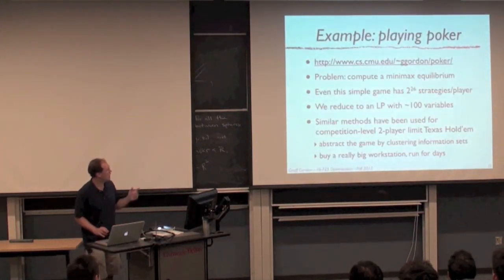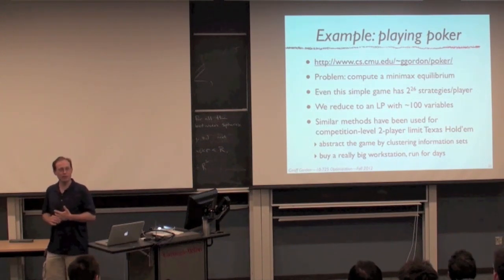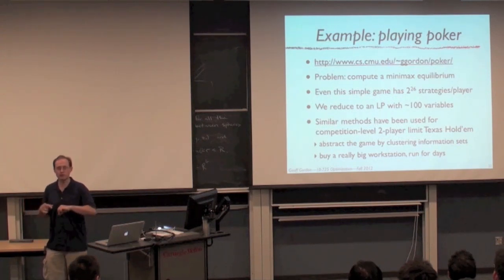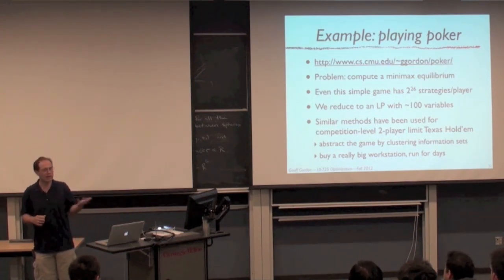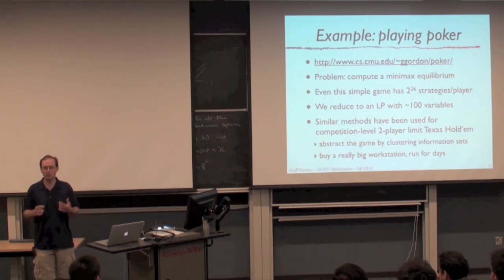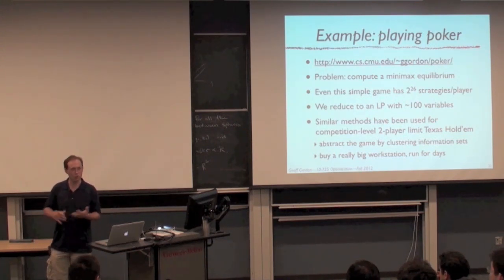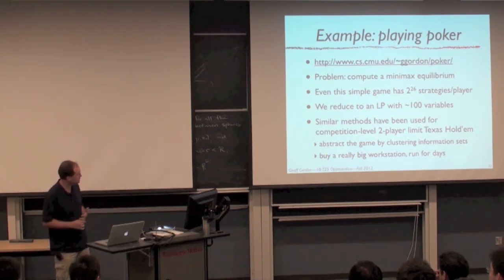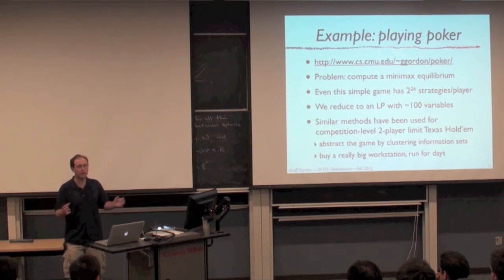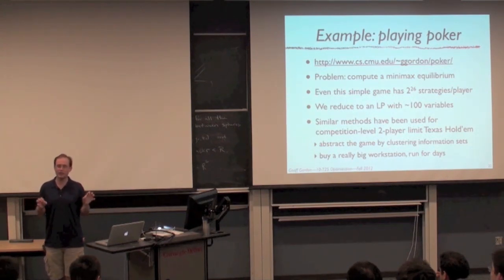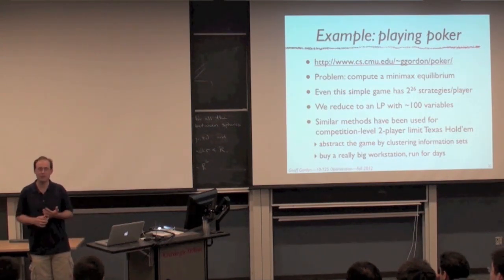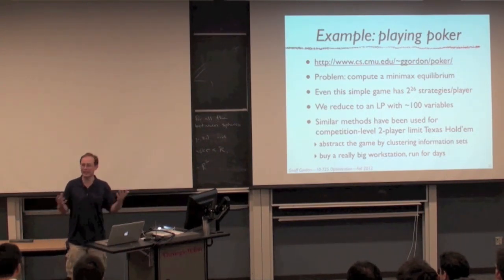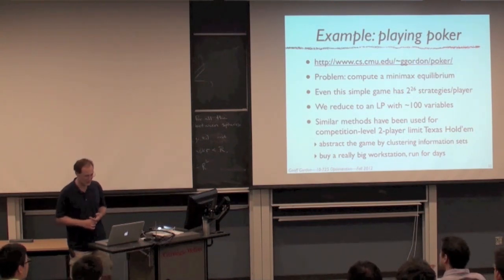All right, so this is a toy example, obviously, but you can use this same method, turn the sequence form into a linear program and solve it. That actually will get you a competition-level 2-player limit Texas Hold'em player. That's work done here at CMU by Thomas Sandholm and some of his group. What you have to do there is abstract the game by clustering together similar hands and similar betting sequences, and you have to buy a really big workstation. Those two things together will then get you a winning Texas Hold'em player.